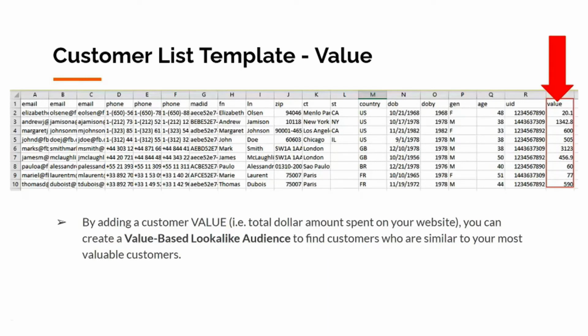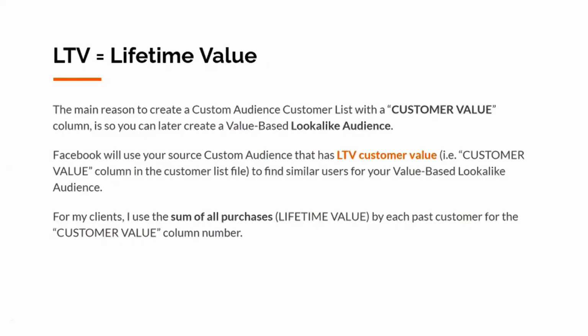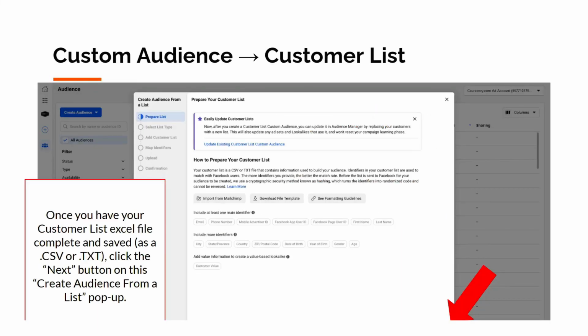By adding a customer value, or total dollars spent on your website, you can create a value-based lookalike audience to find customers who are similar to your most valuable customers. The main reason to create a custom audience customer list with a customer value column is so you can later create this value-based lookalike. Facebook will use your source custom audience that has this customer value column to find similar users for this value-based lookalike. For my clients, I use the sum of all purchases, or lifetime value, by each past customer for this customer value column number.